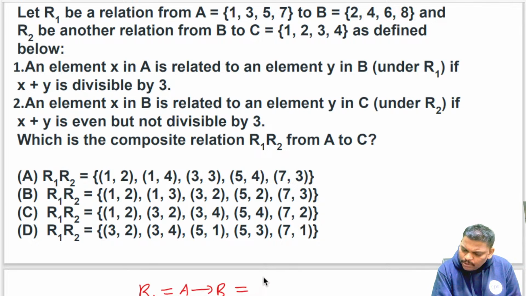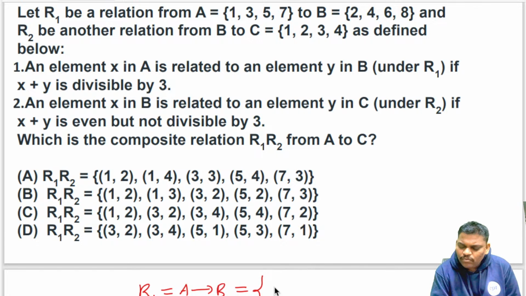R1 is a relation from A to B. Can you say what is the relation? A is {1, 3, 5, 7}, B is {2, 4, 6, 8}. And one more thing: in R1, how are the elements related? x R1 y if and only if x plus y is divisible by 3.